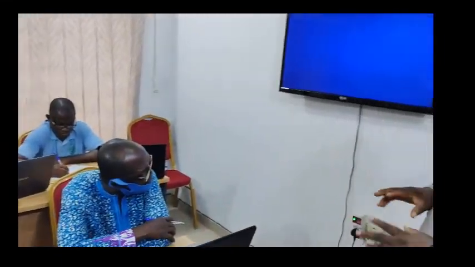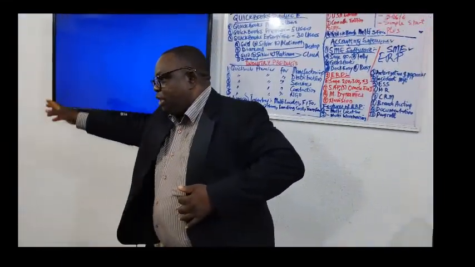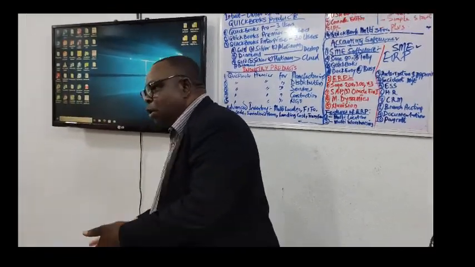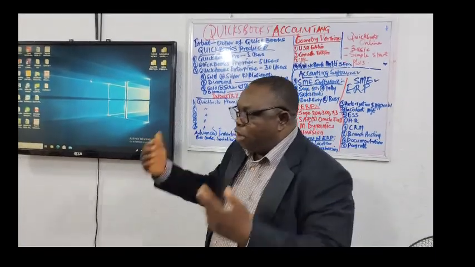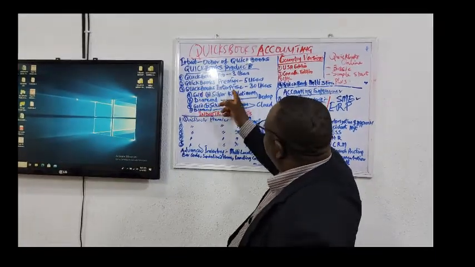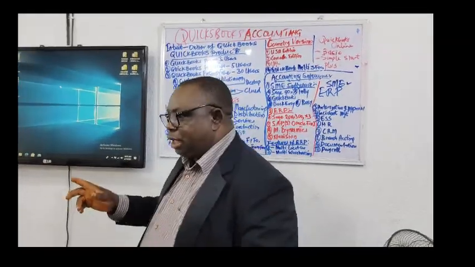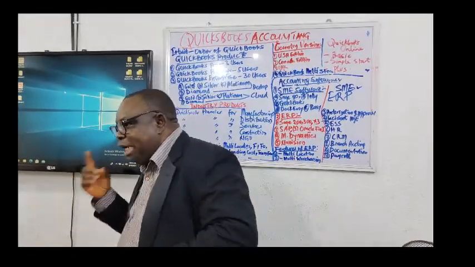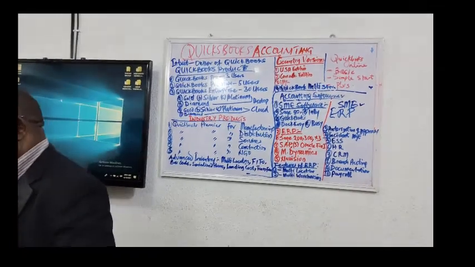So the number of users is what? 5 maximum. You cannot extend it to more than 5 users. So if you need more than 5 users, what you need to do is to upgrade to QuickBooks Enterprise. As you can see on the board, you see QuickBooks Enterprise. How many users are you seeing there? 13 users. That is the maximum you can get from QuickBooks Enterprise.